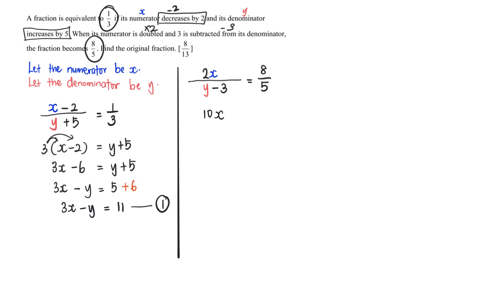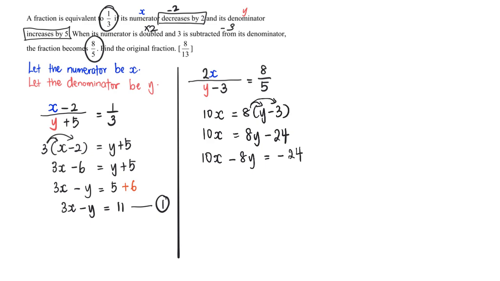2x times 5 is 10x, and 8 times my y minus 3. I continue to simplify, and eventually I will get this. This will be my second equation.